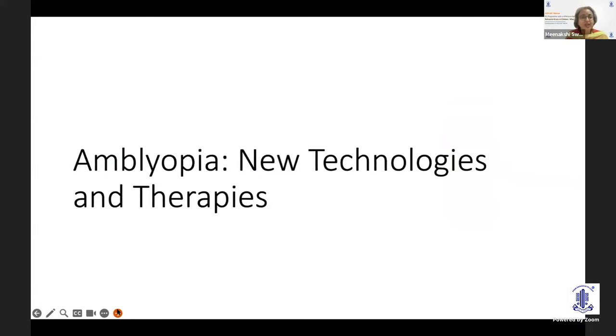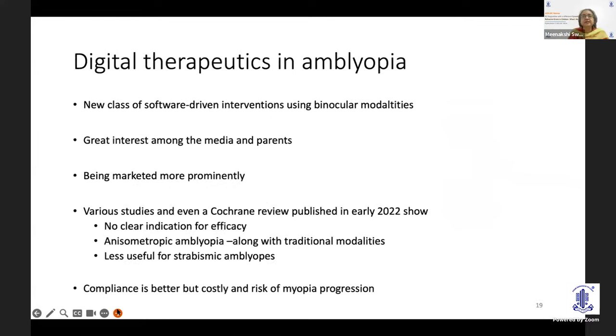All right, now we're going to talk about new technologies and therapies for amblyopia. Again, a very brief section here. If you're asked, you need to be able to write at least a couple of paragraphs. So the new kid on the block, which has been around for the last about 5 years, are digital therapeutics in amblyopia. There is a new class of software-driven interventions using binocular modalities, and we'll talk about that in a second. There is a lot of interest about this amongst the media and parents. Also, they are being marketed pretty aggressively.